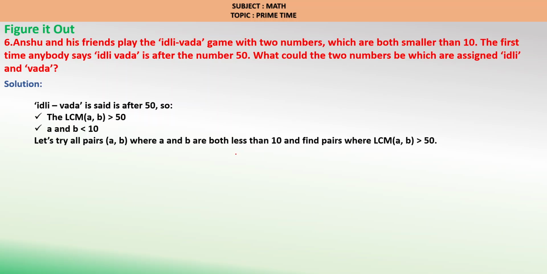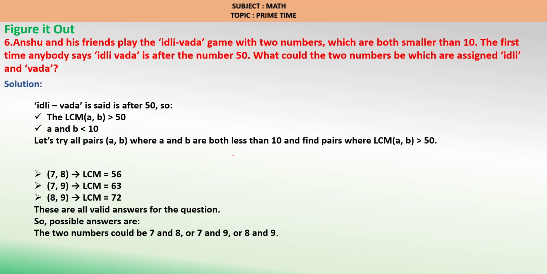Let's try pairs of A and B, both less than 10, whose LCM is greater than 50. If you consider 7 and 8, the LCM is 56, so we can say Idli-Vada. Similarly, for 7 and 9, the LCM is 63, which is greater than 50. For 8 and 9, the LCM is 72. So these are the valid answers: the numbers could be 7 and 8, or 7 and 9, or 8 and 9.